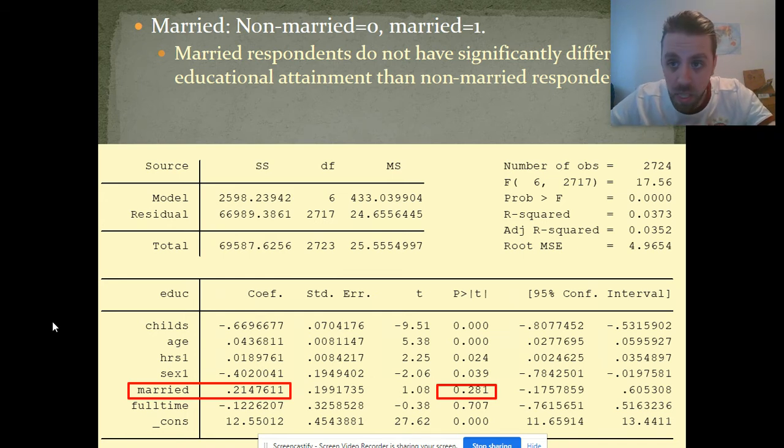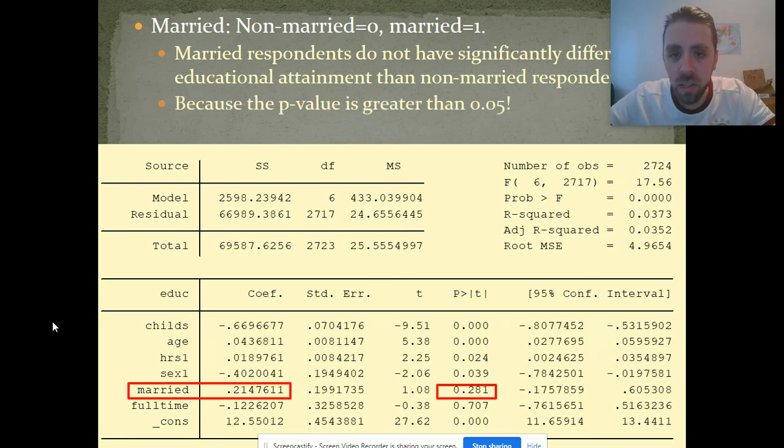One is not better than the other. They both tell me the exact same thing, and you can use whichever wording makes the most sense to you. And I hope you can see how saying married respondents are not significantly different from non-married respondents is functionally the exact same thing as saying marital status is not a significant predictor of educational attainment. So because the p-value is greater than 0.05, I don't have to interpret the number here.